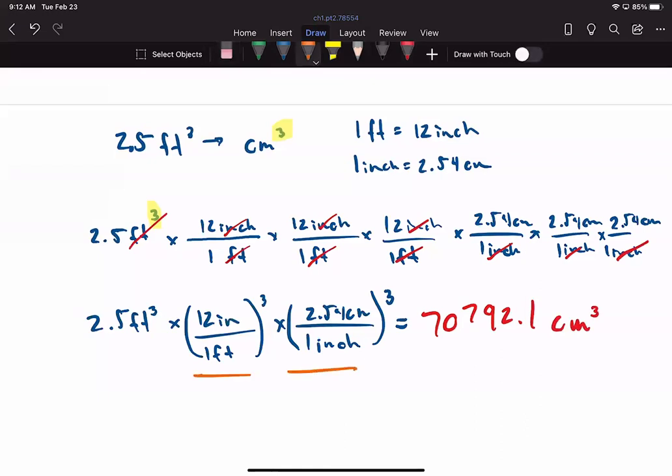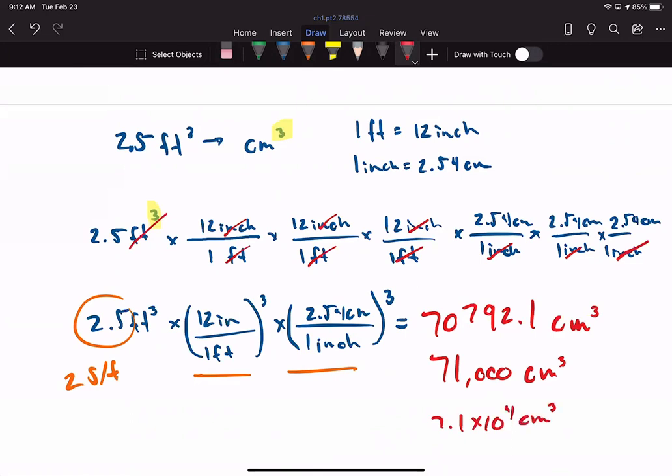Conversion factor. I'm just going to use my original data of 2 significant figures. 70,000. Nope, that's not going to work. I'm going to have to put this in. Nope, that would cut 71,000. There we go. 71,000, 2 significant figures, centimeters cubed, or you could write it as 7.1 times 10 to the 4 centimeters cubed. Either way, they're both correct answers. I wouldn't mark either one of those wrong.